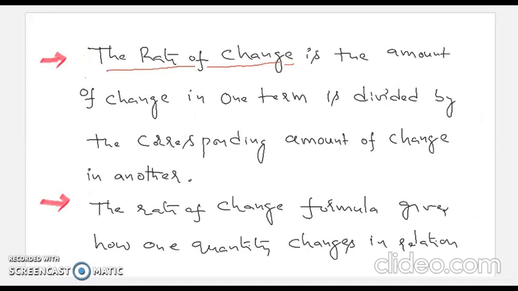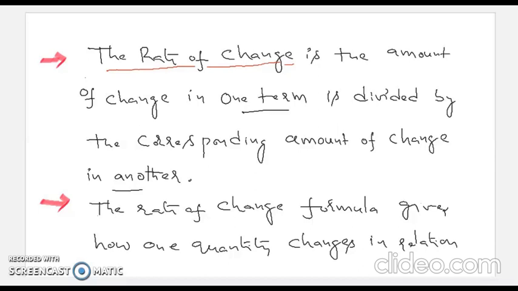Here rate of change means finding the slopes or process of finding slopes. So the another name for rate of change is finding the slope. By the definition, the rate of change is the amount of change in one quantity divided by the corresponding amount of change in the other. This is known as rate of change definition.